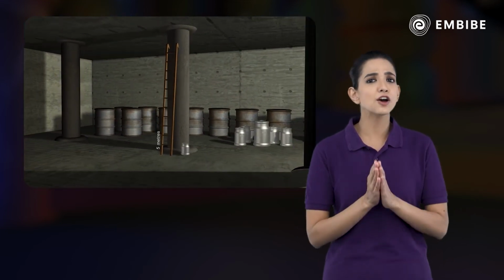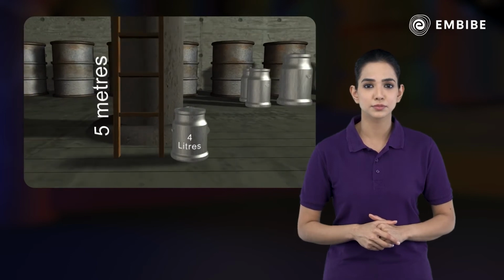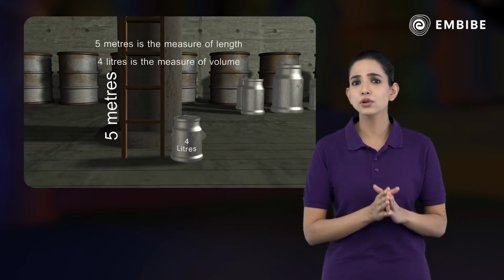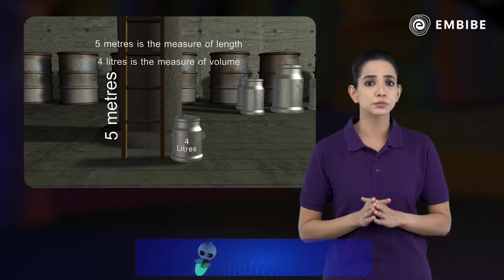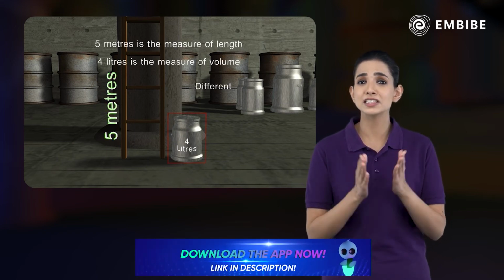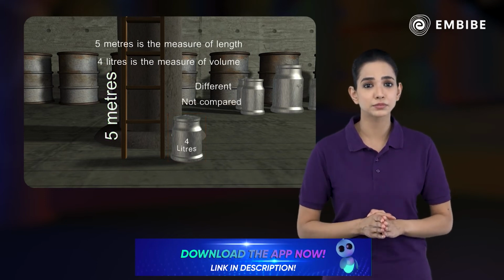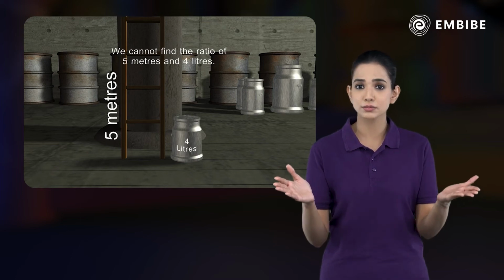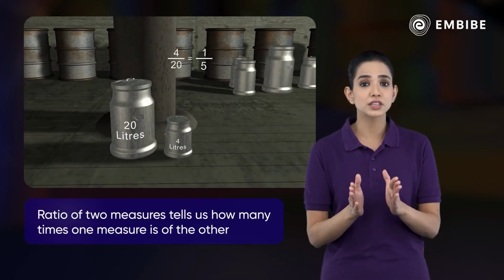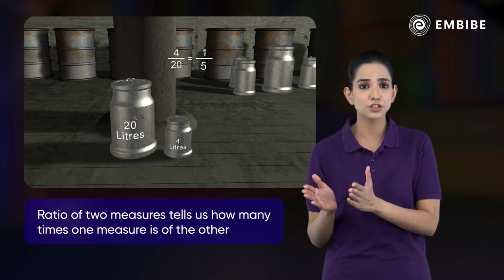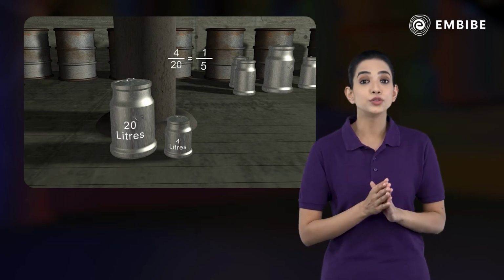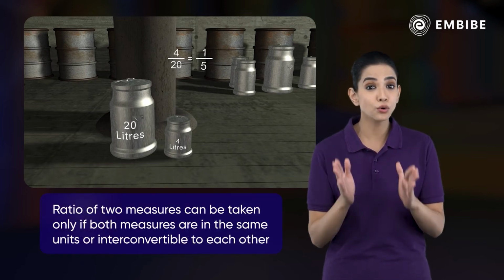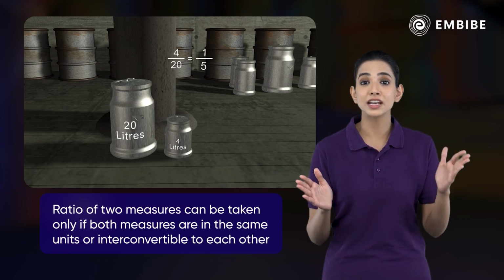5 meters is how many times 4 liters? Here, 5 meters is the measure of length and 4 liters is the measure of volume. These units are basically different and cannot be compared. We cannot find the ratio of 5 meters and 4 liters. The ratio of two measures tells us how many times one measure is of the other. Ratio is a number.